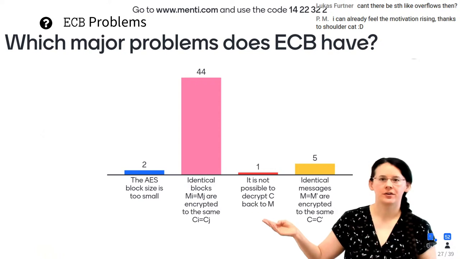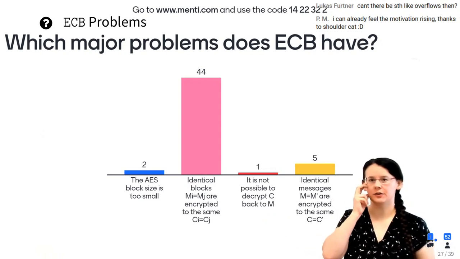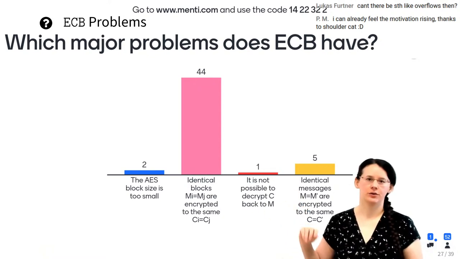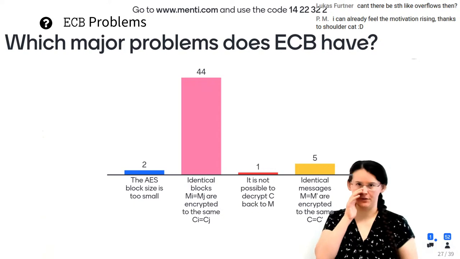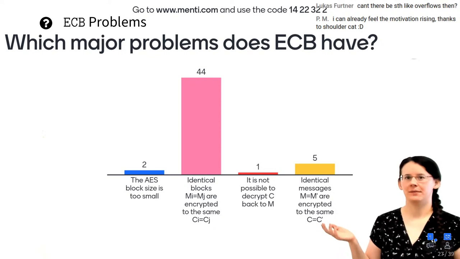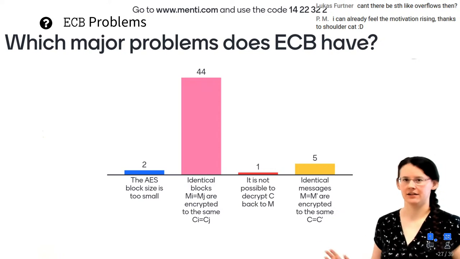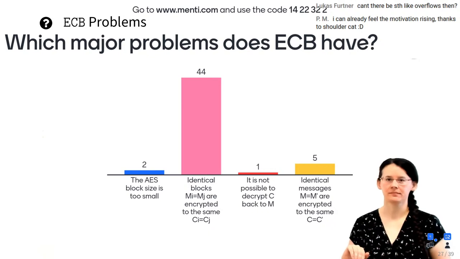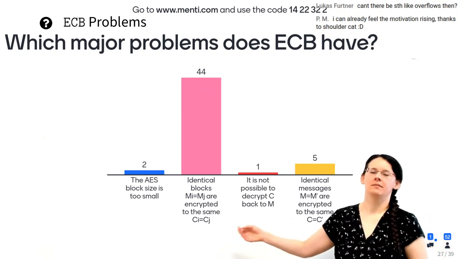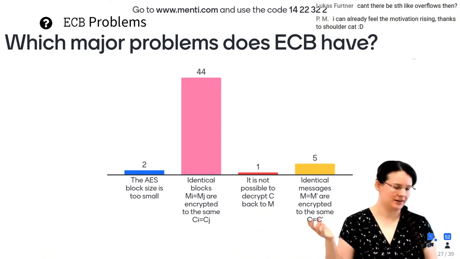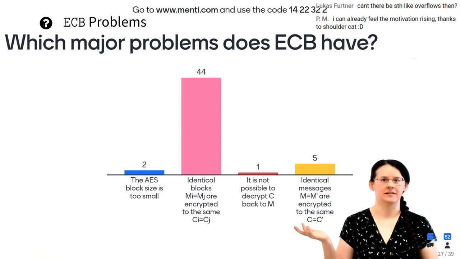There was one vote for not being able to decrypt. This is wrong. We can simply decrypt by taking the inverse of the block cipher and applying it to the ciphertext block. So this is easy. There are also some votes on this one here, which is also true, namely that if you have two messages which are completely identical, then their ciphertexts will also be completely identical. Now this sounds a bit weaker than here, because here you really see patterns within a plain text, whereas here you only can see if two ciphertexts are completely identical.